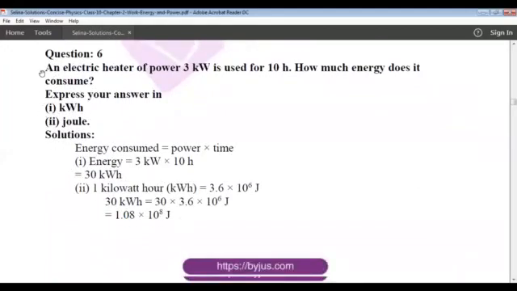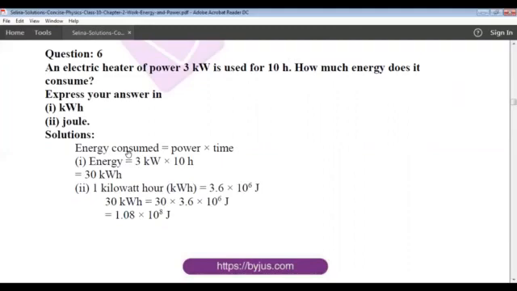The next numerical is an electric heater of power 3 kilowatt is used for 10 hours. How much energy does it consume? Express your answer in kilowatt hour and joule. Okay, so we need to find the energy consumed. So they have given the power. So energy consumed is equal to power into time.